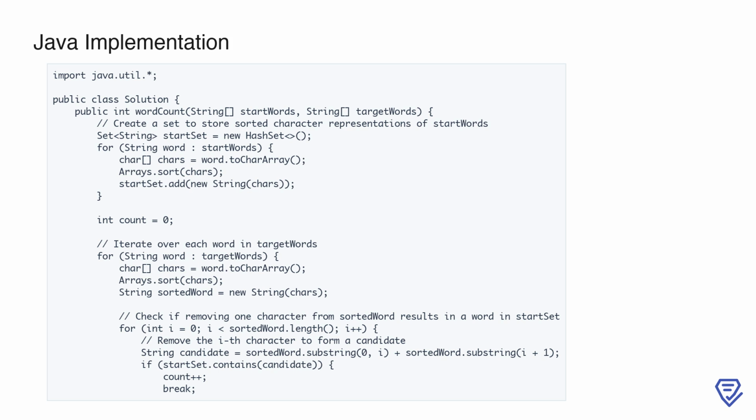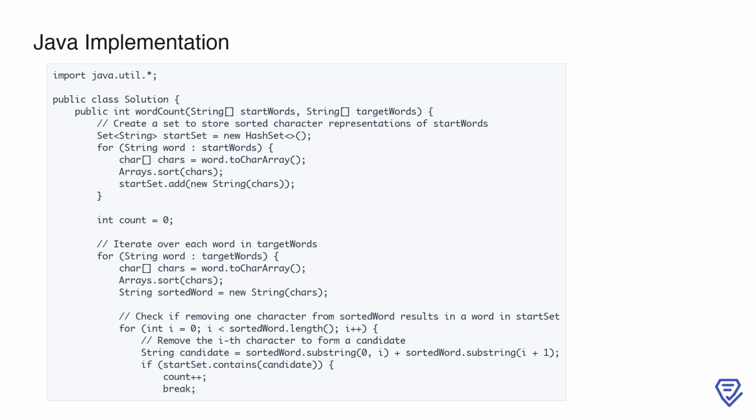By iterating over each word in startWords, we convert it into a character array, sort the array alphabetically, and then convert it back into a string before adding it to the set. This pre-processing step allows us to standardize the word representations, which is key for the comparison logic we'll use shortly. After this setup, we initialize a variable count to 0, which will eventually hold the number of words in targetWords that meet the required condition. Next, we start iterating over each word in targetWords.